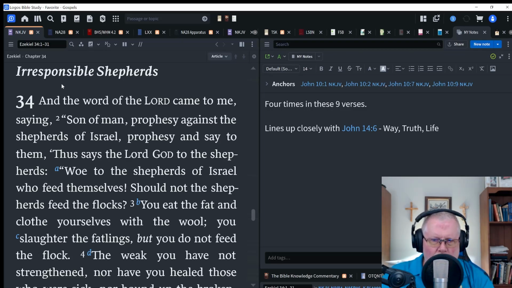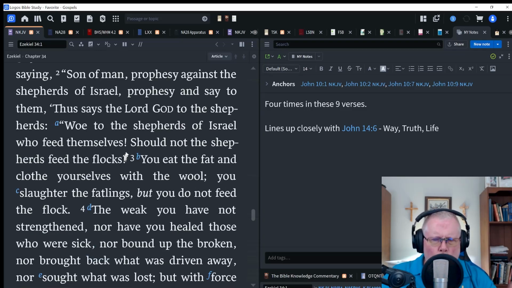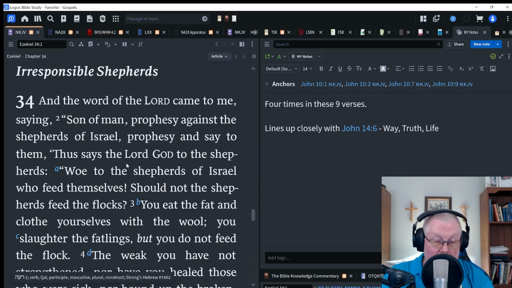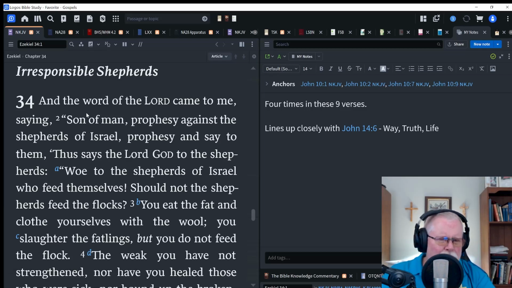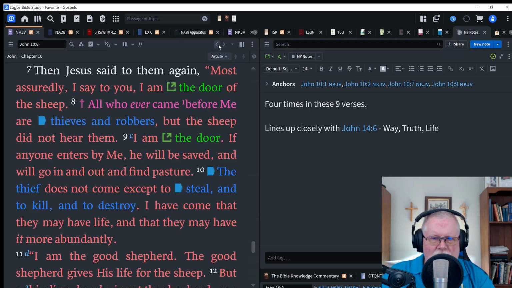They were awful. And he says, Son of man, prophesy against the shepherds of Israel. Prophesy and say to them, Thus says the Lord God to the shepherds, Woe to the shepherds of Israel who feed themselves. Should not the shepherds feed the flocks? And it just goes on the whole chapter. It's not a terribly long chapter, but it's a long chapter. But go read it.